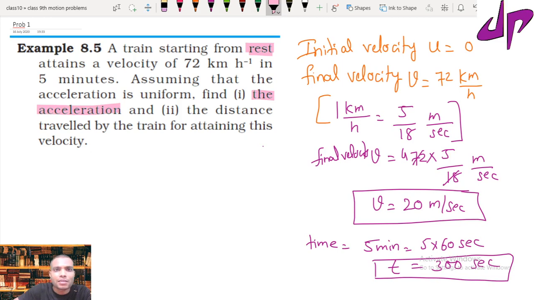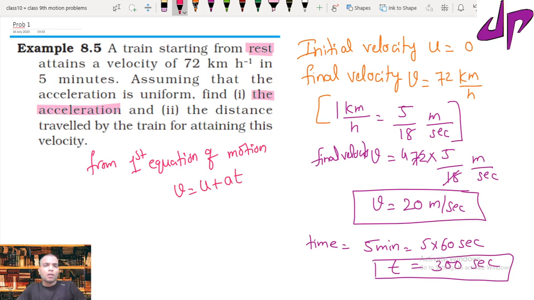So to find the acceleration, you can use the first equation of motion. So I can write from the first equation of motion, that is v equal to u plus at. How did I choose that? Because I need to find acceleration. I have the initial velocity value, the final velocity value and time. Now we can substitute those values which we have.